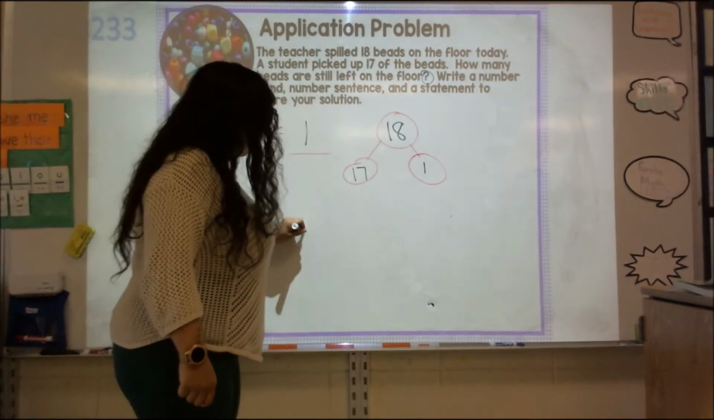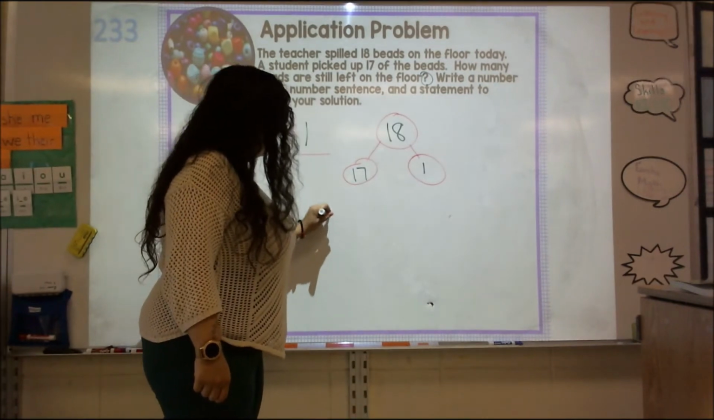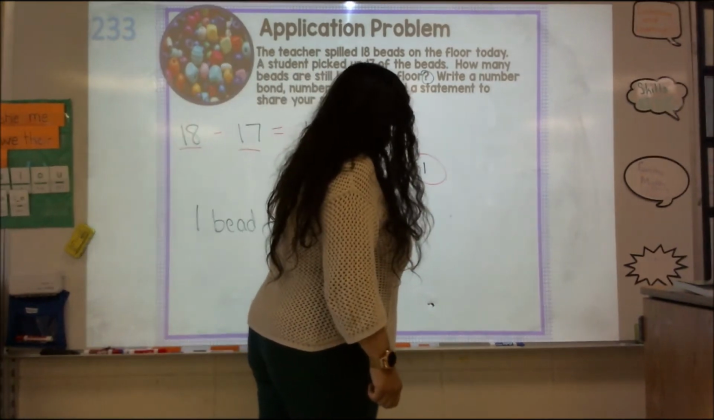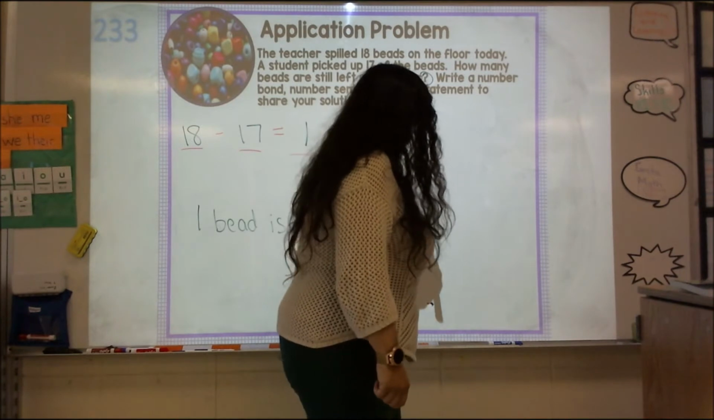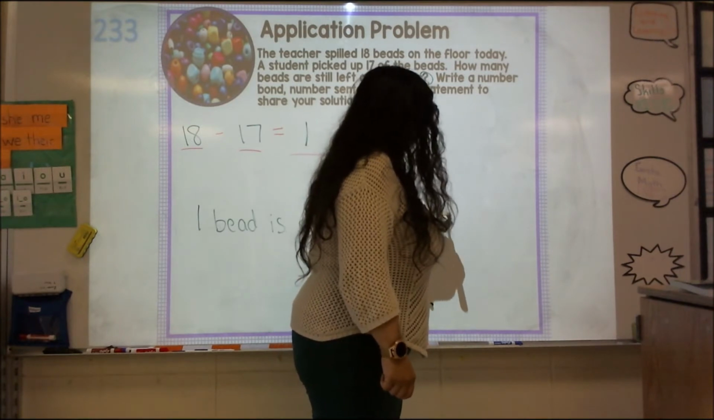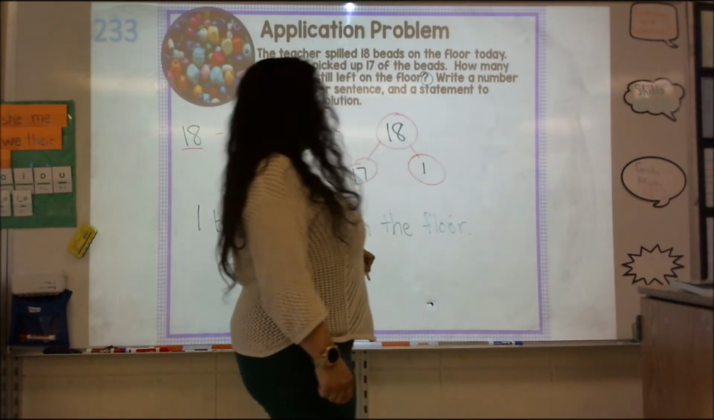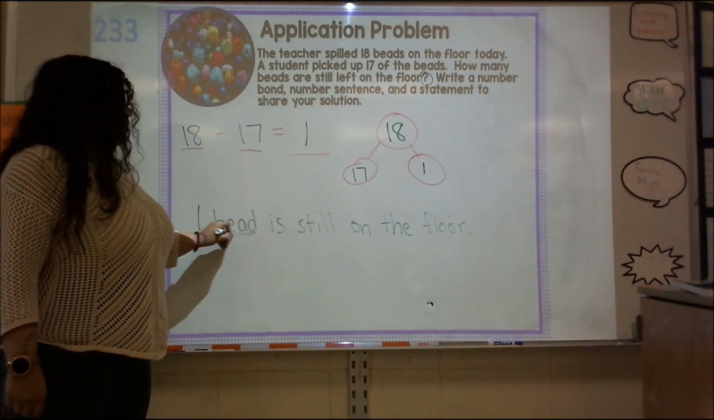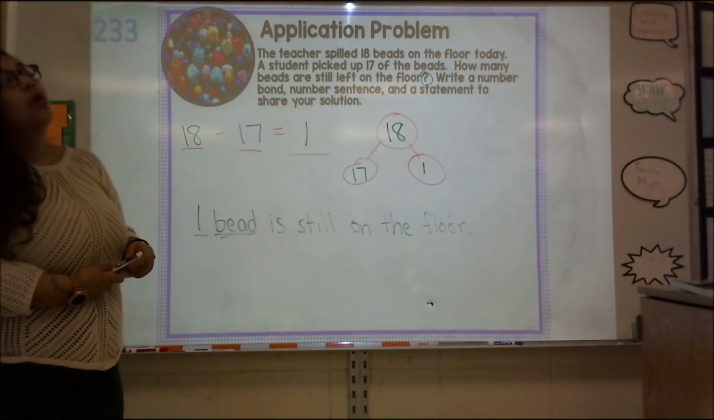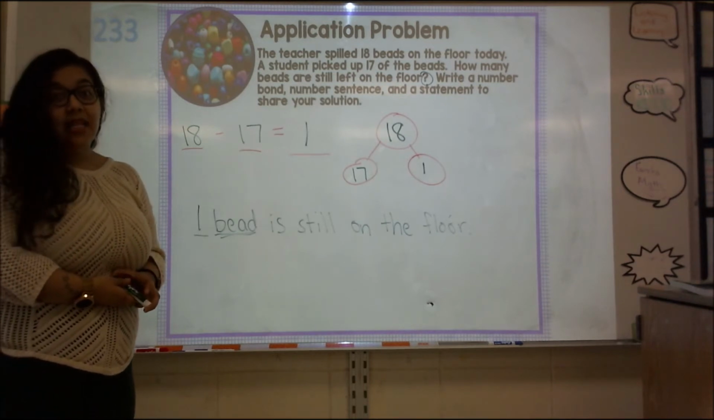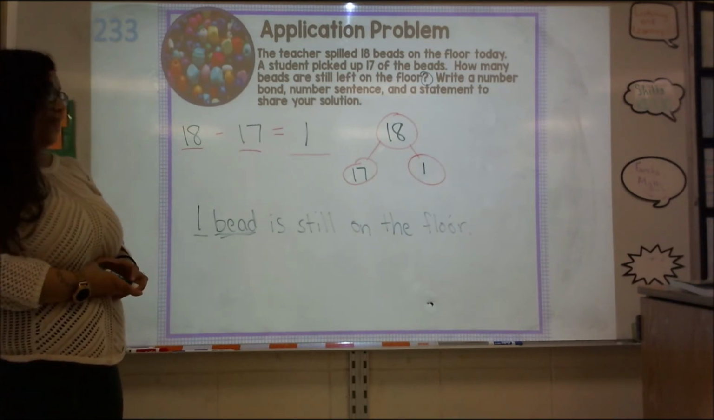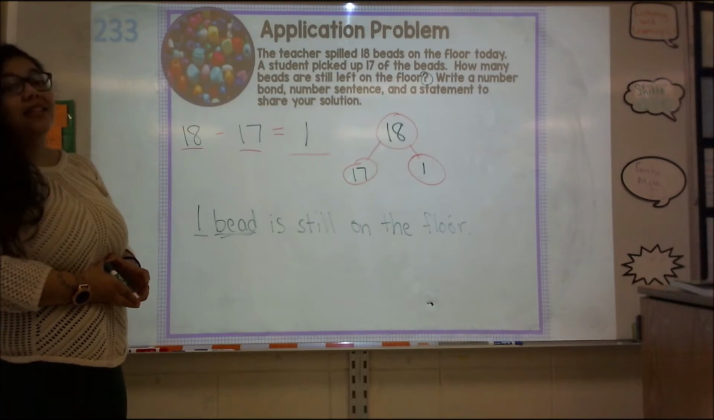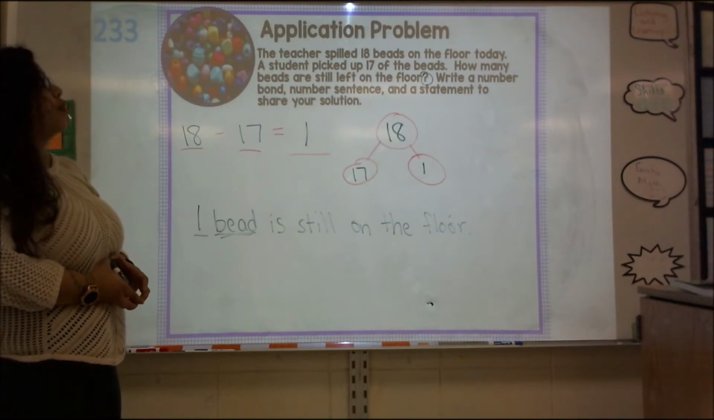is still on the floor. That is your complete sentence answer. The short answer that is acceptable is 1 bead. 1 without the word bead is, in fact, wrong. You have to identify the object that you're counting because you need a word answer for a word problem.